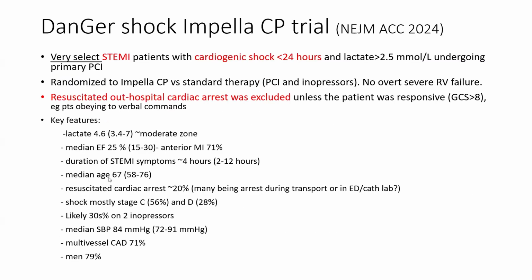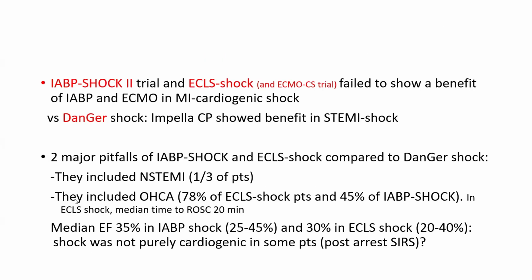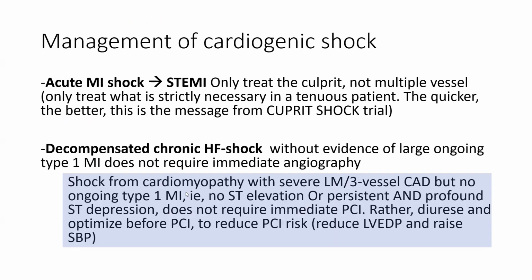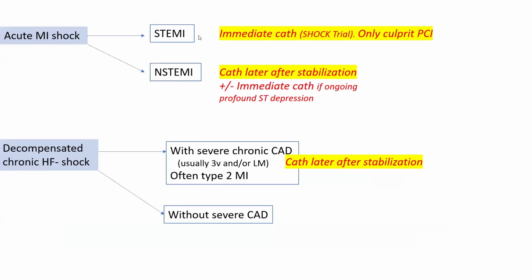And let me dig deeper into the DanGer Shock Impella CP trial. So one, it did not have those two caveats. It selected purely STEMIs, which are the ones more likely to benefit from cardiac intervention versus non-STEMI. Hence, that classification is important. Operators tend to lump those two together. They are distinctly different, partly because non-STEMI very much overlaps with chronic heart failure shock with underlying CAD, which is unlikely to benefit from emergent catheterization and maybe less likely to benefit from support devices.